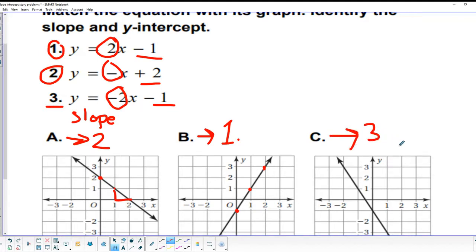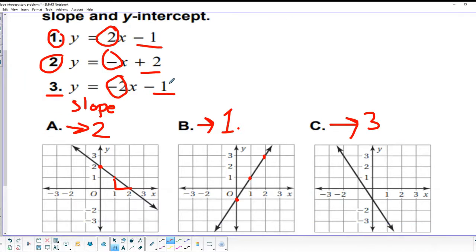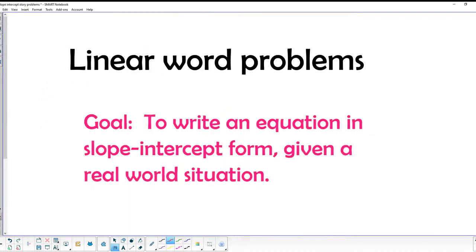Now we're not going to let ourselves off that easy. Let's take a look. We have a y-intercept of -1. There it is. And a slope of down 2 and over 1. Sure enough, it does have a slope of down 2 and over 1. So that's why that one matches up with number 3.